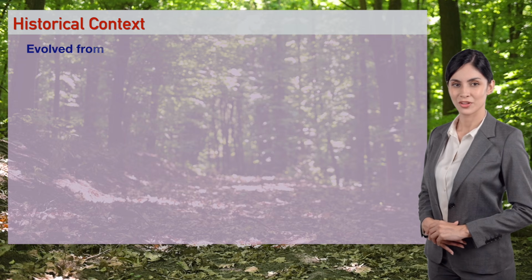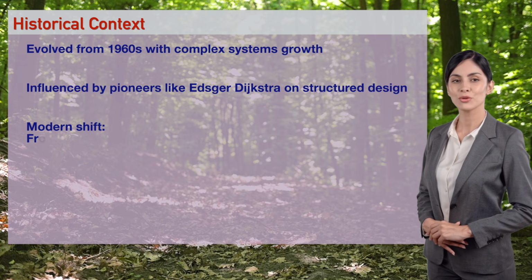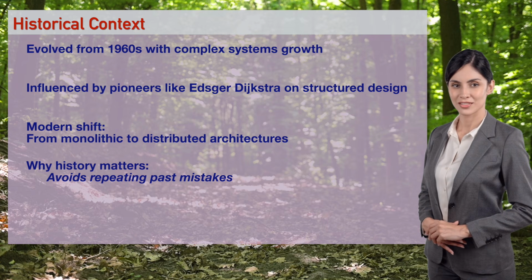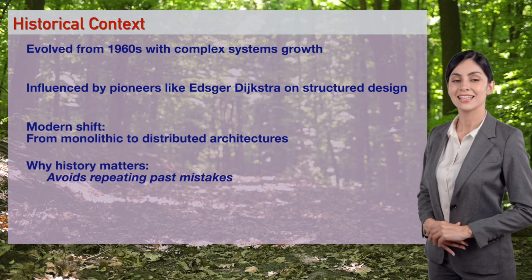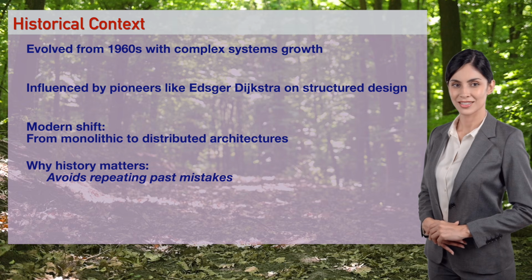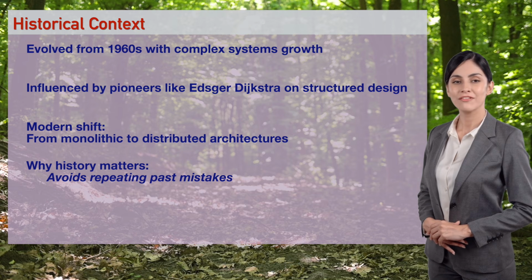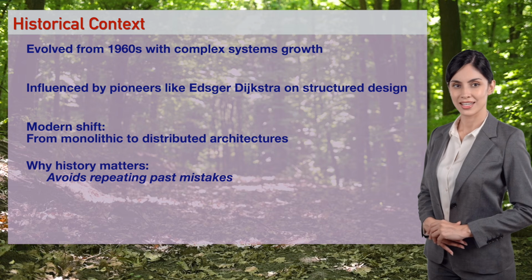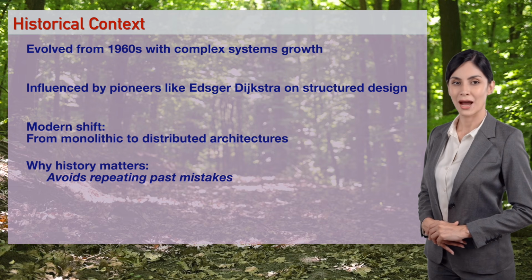To appreciate where we are today, it's helpful to look at the historical context of software architecture. It really started evolving in the 1960s as systems grew more complex and needed better organization. Pioneers like Edsger Dijkstra emphasized structured design to manage that complexity. Over time, we've shifted from monolithic architectures, where everything is tightly integrated, to more distributed ones that handle modern demands. Understanding this history is key because it helps us avoid repeating past mistakes and build on proven ideas.